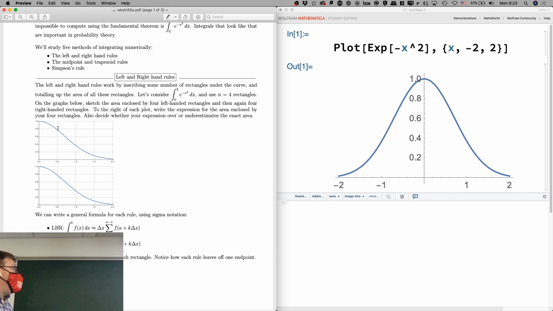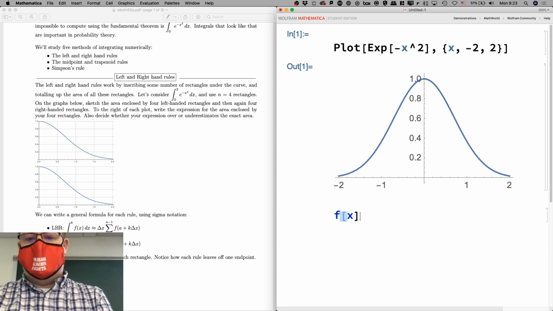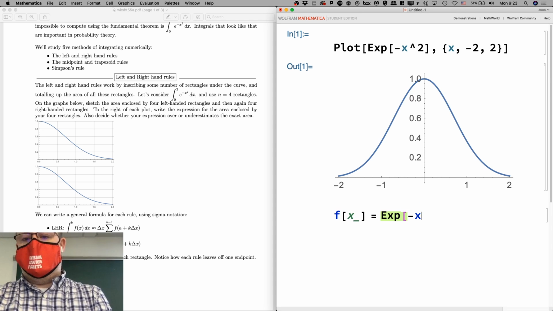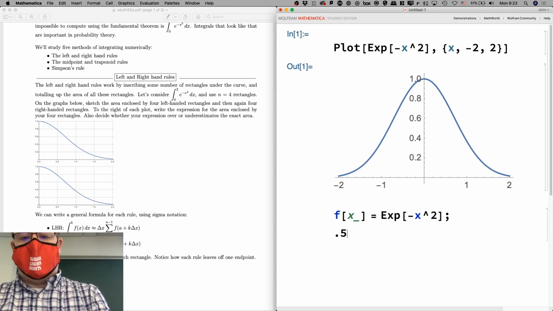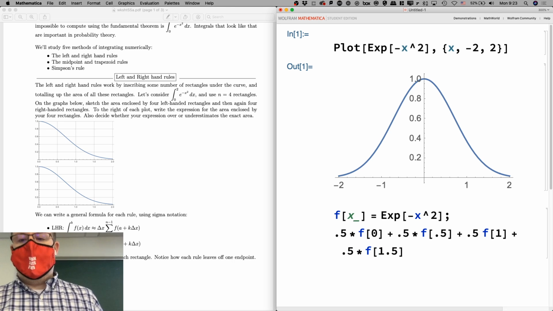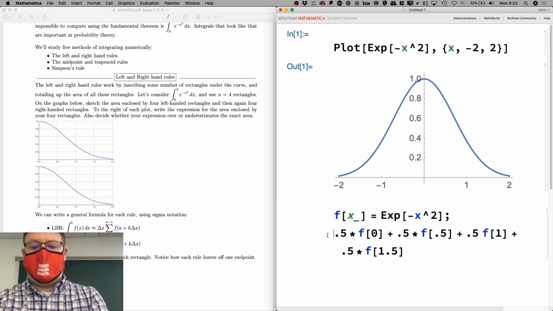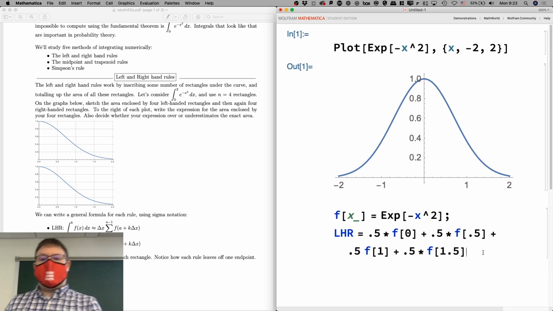If I do left-handed rectangles on this, first let me define my function. Then the left-handed rectangle sum would be 0.5 times f of 0 plus 0.5 times f of 0.5 plus 0.5 times f of 1 plus 0.5 times f of 1.5. So this would be the left-hand area. How did I get that formula?